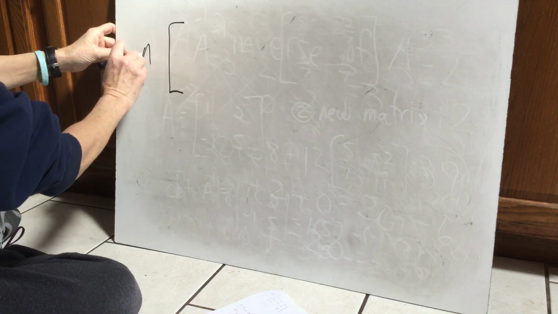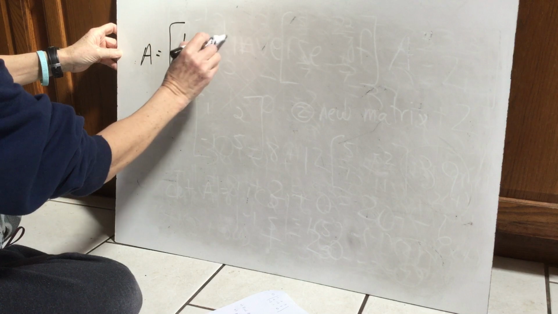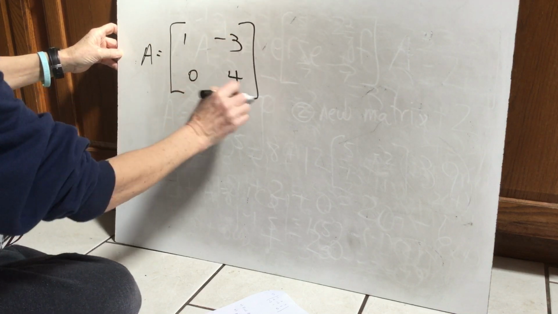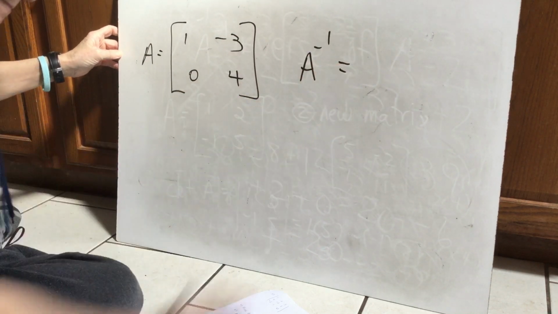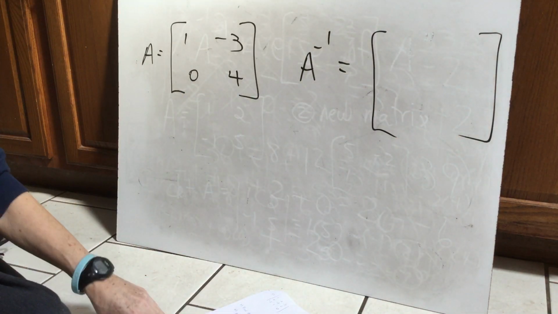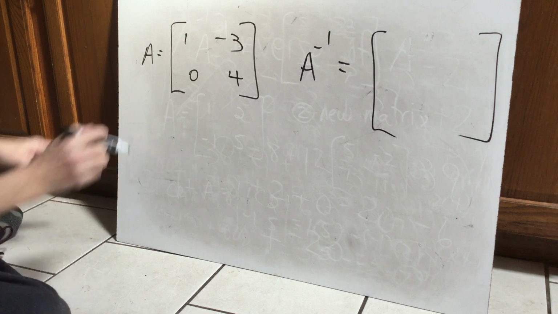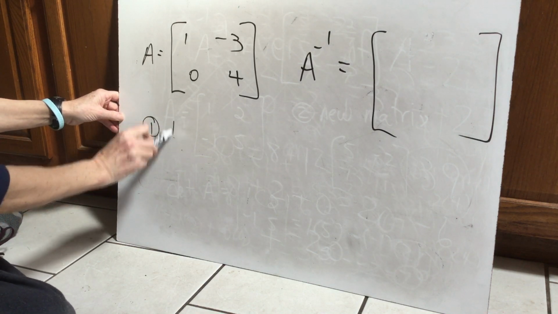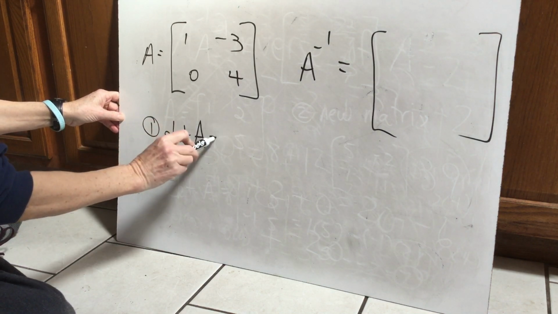So here's our matrix: 1, negative 3, 0, 4. And we're going to find the inverse. So the inverse is going to be a new matrix. We just got to figure out what it is. Okay, so remember, it's a two-step process. First step, we're going to find the determinant.